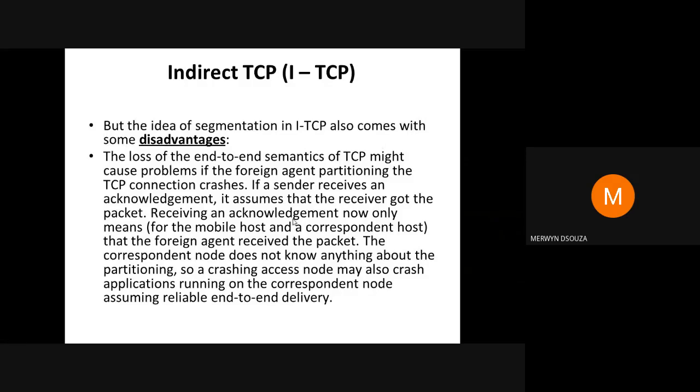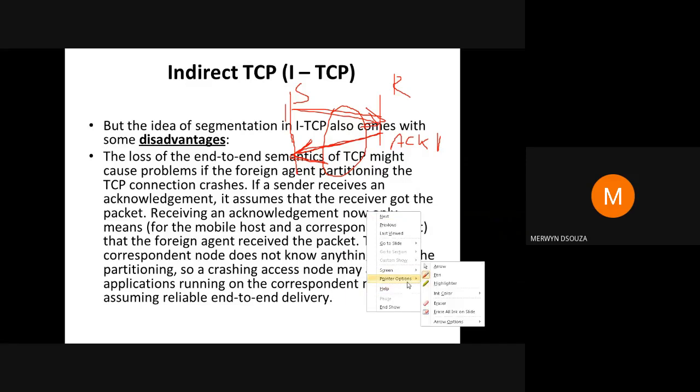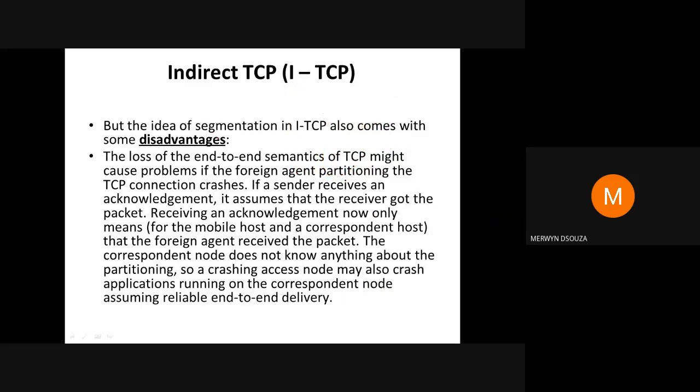Disadvantages are loss of end-to-end semantics. We have discussed this before. What is end-to-end semantics? It means there's a sender and there's a receiver. The sender sends a packet to the receiver, and you expect the receiver, upon receiving the first packet successfully, to acknowledge that packet. This acknowledgement goes directly to the sender. In between there may be routers, but the packets and the acknowledgements are delivered directly between the sender and the receiver. By that I mean the same packets are sent across.